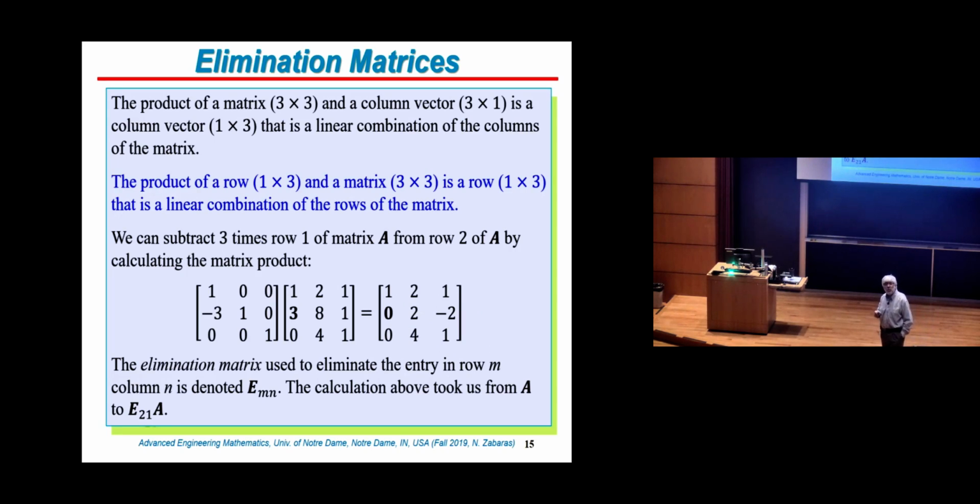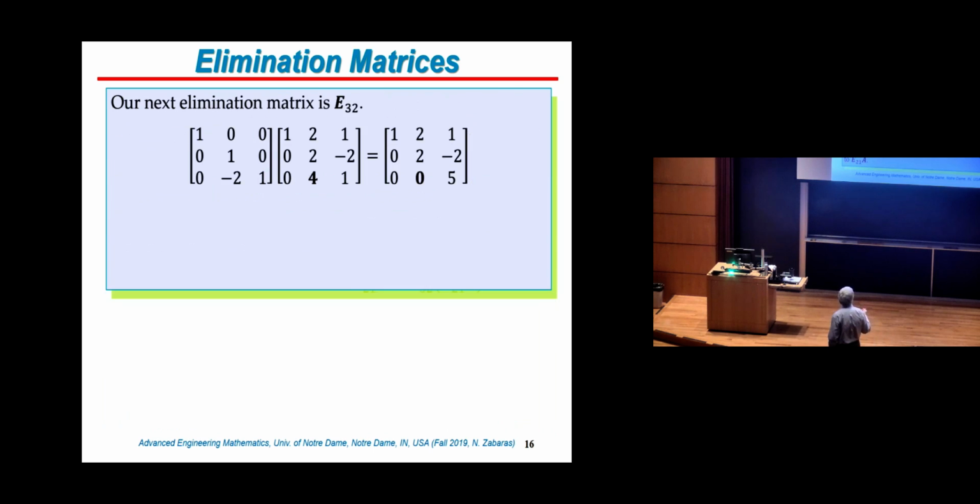There is 0 there. So we are not going to bother with the second 0 in the first row. So we're going to get rid of 4. So what elimination matrix should we use? E3. What subscripts? E3 what? 2, thank you. E3, 2.